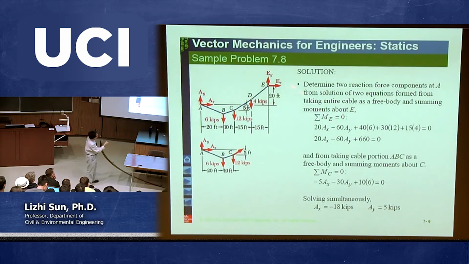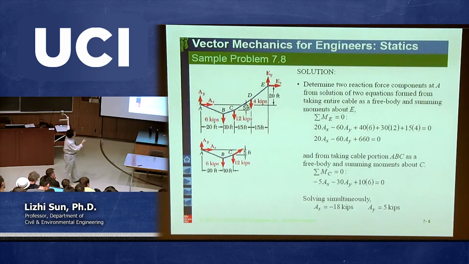EY, EX will not be involved because they are going through this point, but you have the moment due to force at point D. That's 4 times this one with a 15. 4 times 15 is counterclockwise, so you have this term here. And you have a 12 kips multiplied by 15 plus 15, 30. So 12 times 30, that's also counterclockwise, another moment due to this. And you have the moment due to this 6 times 40, and also counterclockwise.